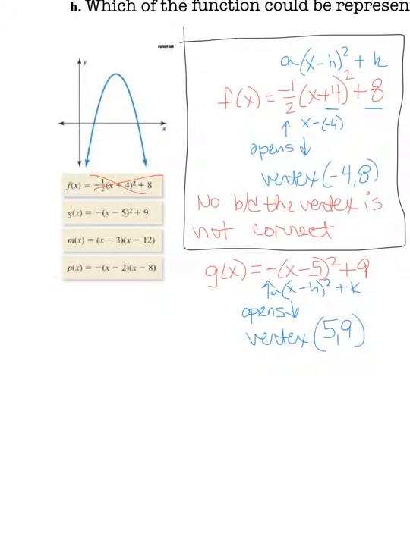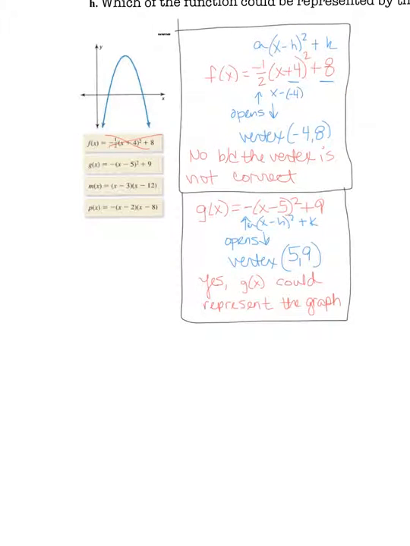And of course, the a value is in front, negative. So h would be 5, k would be 9. And that would work if you look at the graph. We don't know the exact numbers, but 5, 9 would be over the right 5, up 9. So that's possible. All right, so g of x is a possibility. So let's write that g of x could be a possible representation of the graph.